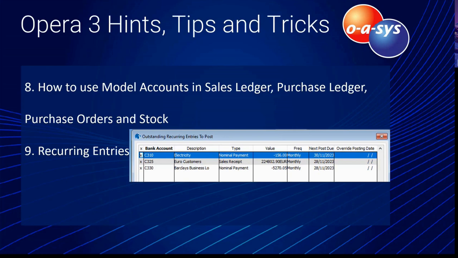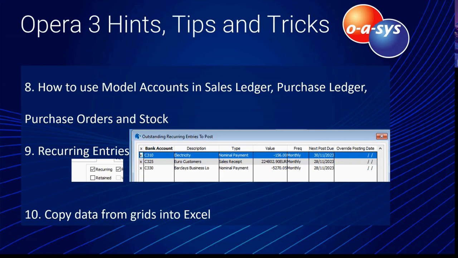So for our cash book, we have nominal payments and sales receipts, for example, that can go through as a monthly recurring payment. This one is electricity, for example, when you're on a fixed term. And then you also have recurring journals, and I'll talk about those when we get to them. And lastly, on this grid, just a reminder that when there are grids in Opera, you can copy the data to Excel so you can manipulate it in Excel.